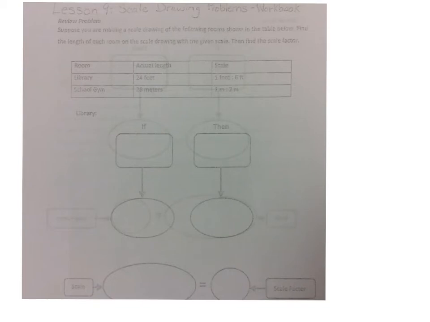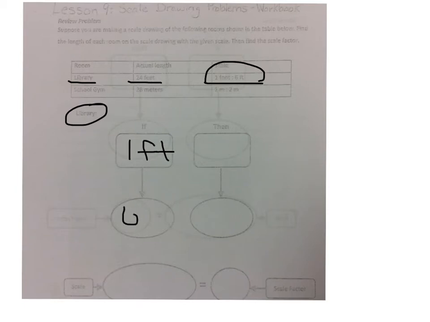We need to find the length of each room on the scale drawing with the given scale. So if we just start with the library, we're going to look and figure out what's going to go in our if spot. Well, we have two numbers. If you look at the library, its actual length is 24 feet and the scale is 1 foot is to 6 feet. So we should know that in the if blank we always put our ratio. So right there is our ratio or our scale. So we're going to write 1 foot is 6 feet.